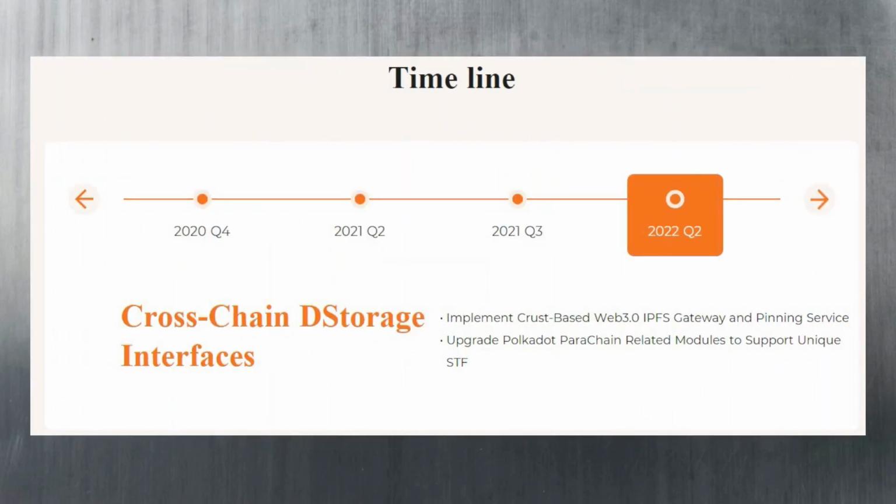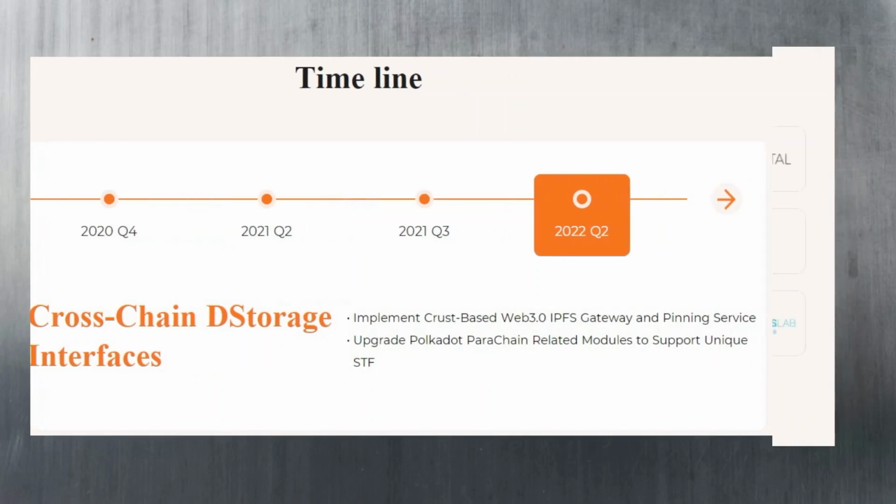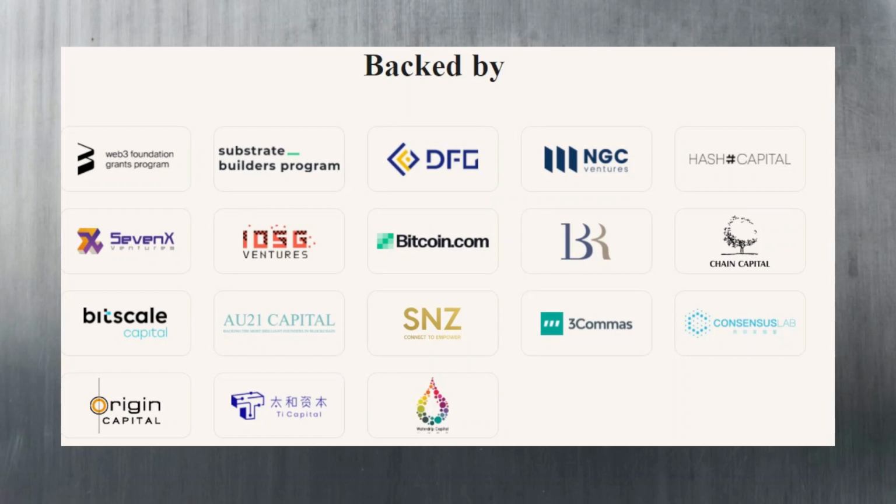For the roadmap, they've achieved a number of steps over the years, but for Q2 of this year, they're looking to implement cross-chain storage interfaces, which is the Web 3.0 IPFS gateway and pinning service, as well as upgrade Polkadot's Parachain related modules to support a unique STF. Crust Network have received the Web3 Foundation grant. They're backed by NGC Ventures and a number of other VC firms.